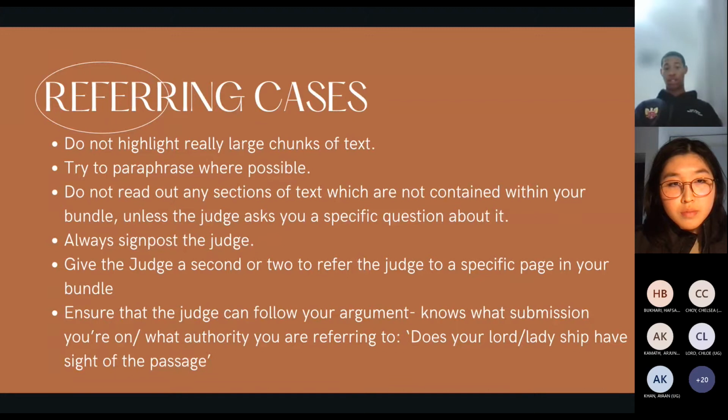And give them a second or two to refer to the page that you are on, so your lordship or your ladyship has sight of the passage, just because it allows the process of your mooting round to feel more organic. So it doesn't seem that you're reading from a script. You're actually engaging with the judge and waiting for them, and it's just a little bit more personal. So it's very, very important.